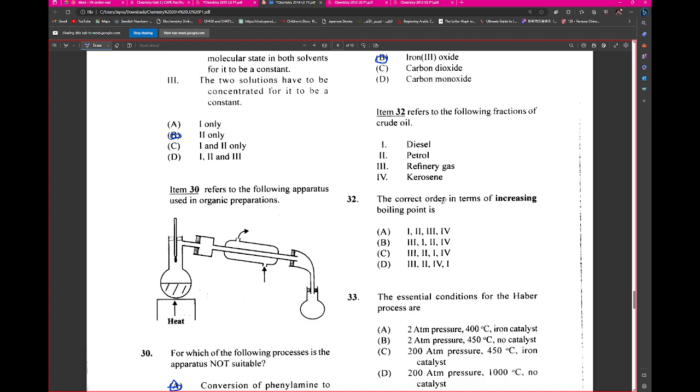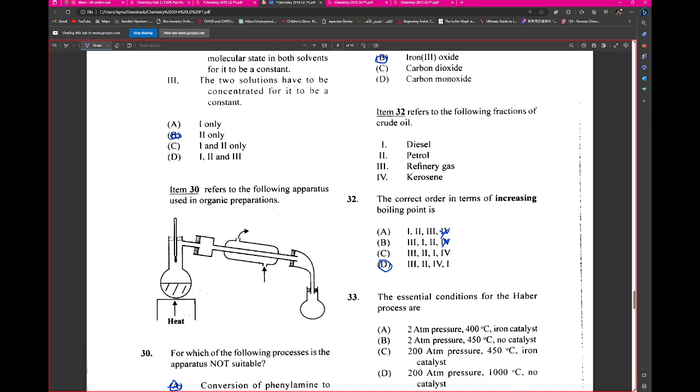The correct order in terms of increasing boiling point here is what? We know that refinery gas is going to be at the top, right? But those are the smallest. Then petrol. Then petrol, alright. And then what's the difference now? Is it diesel or kerosene? Then kerosene. Then diesel. Alright.